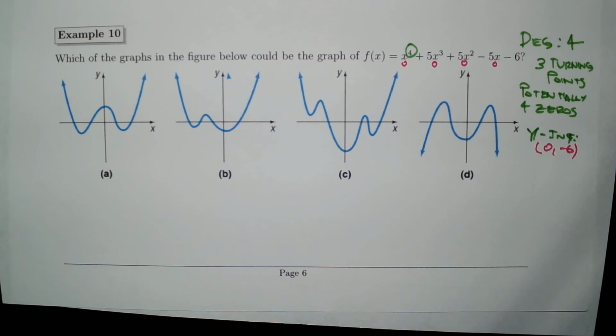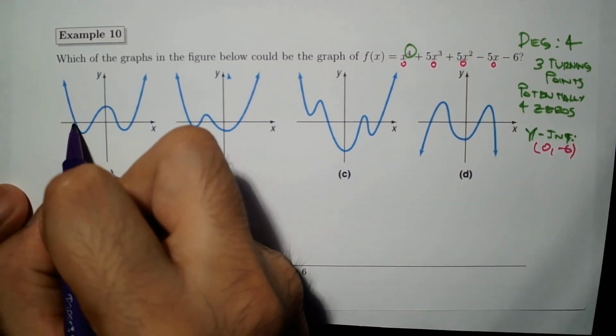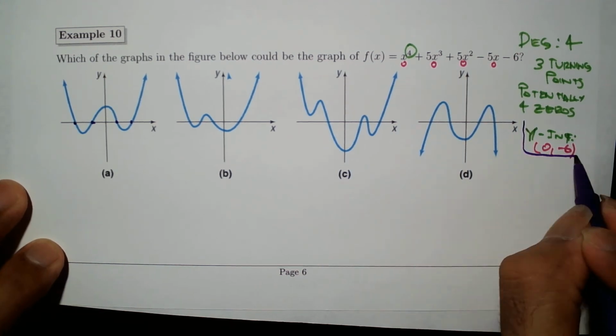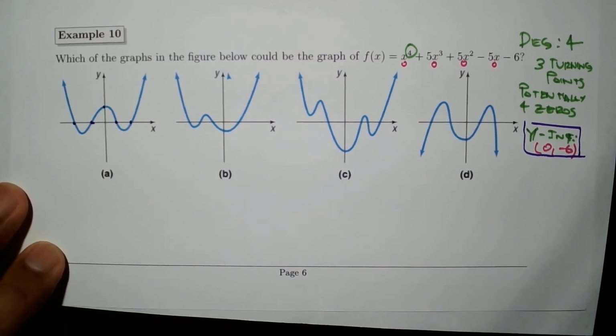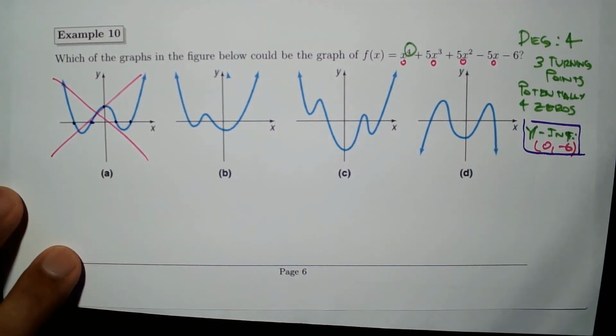So number 1, let's see. We have 3 turning points. We have 4 potential zeros. Okay, this graph has 4 zeros. That could be a good possibility. However, look at the y-intercept. The y-intercept should be negative, and in this case the y-intercept is positive. So right away we can cross out this possibility. It can't be that one.